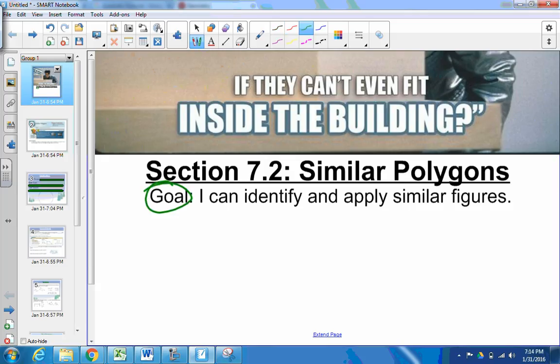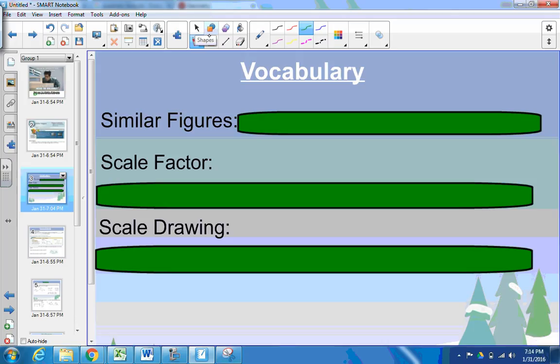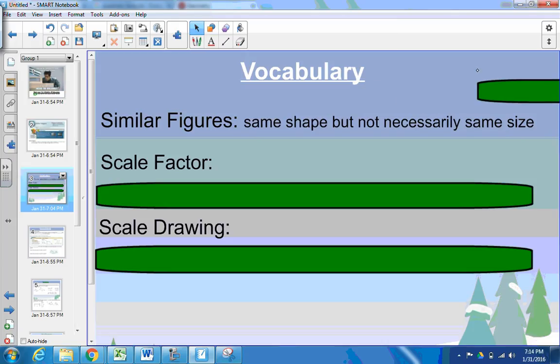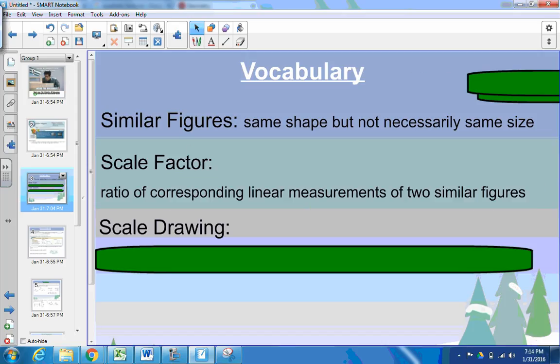All right, a couple vocab terms to get us started here. Similar figures, what are they? Well, they're figures that have the same shape, but not necessarily the same size. If we're talking about congruent figures, congruent have the same shape and the same size. All right, scale factor. Actually, you know what?